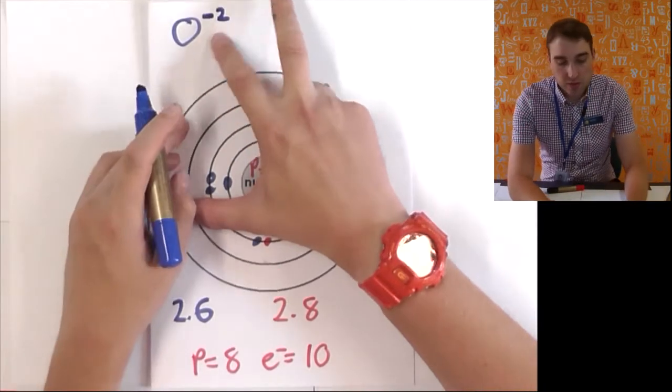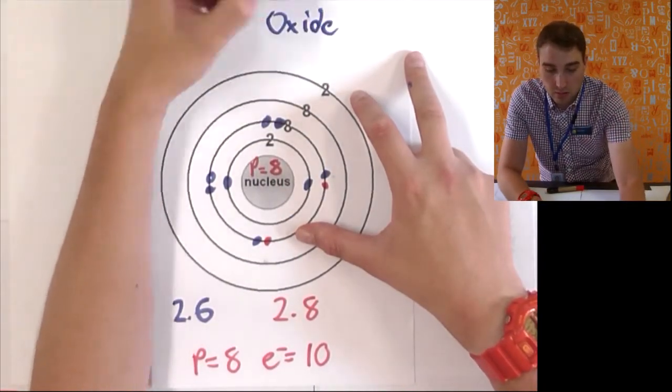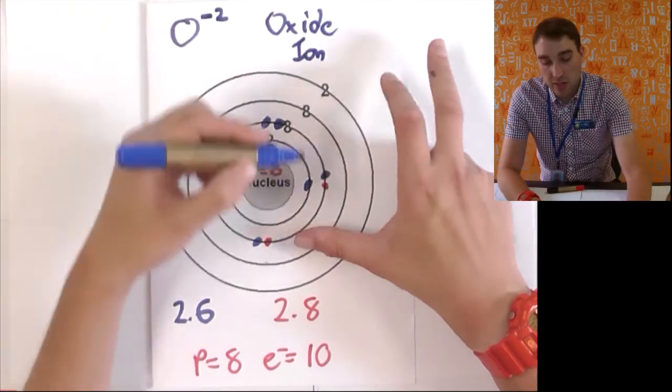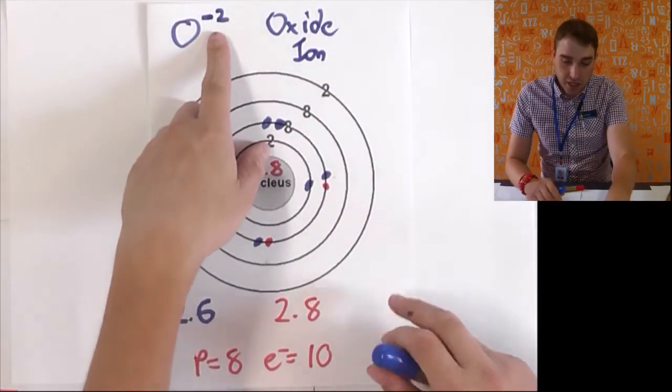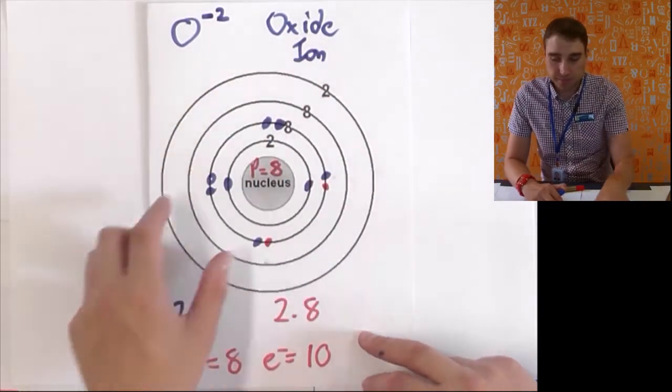So this is called the oxide ion. So oxide. So again, this is a non-metal, it's got a negative charge, so we put IDE on the end. It's not the oxygen ion, it's the oxide ion.